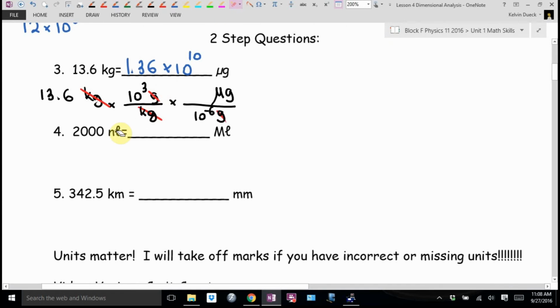Raven, what does a lowercase n stand for from your little sheet there? Nano. We want to convert 2,000 nanoliters into megaliters. Okay. You know how I'm going to start? The same way I've started every other question. I'm going to write down what they gave me because I feel better and it's no longer blank. So I'm going to write down 2,000 nanoliters.